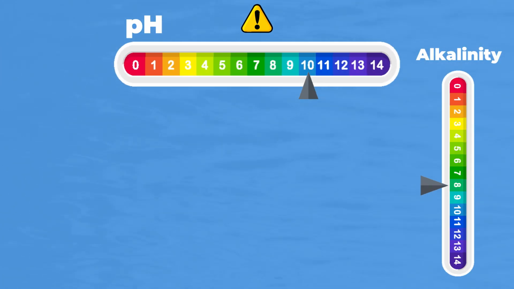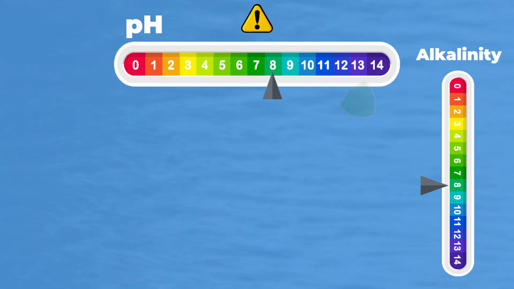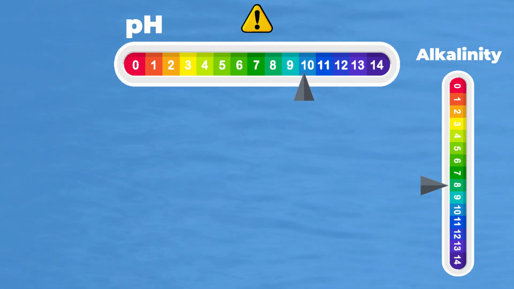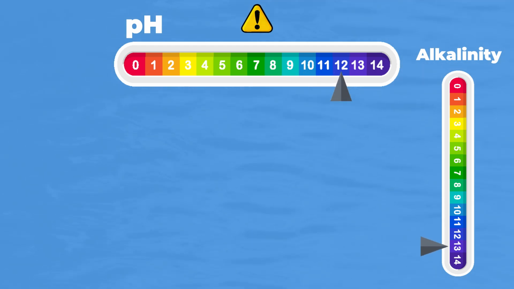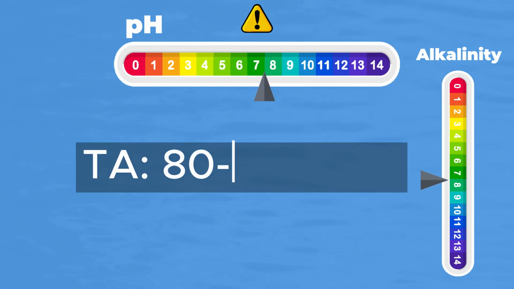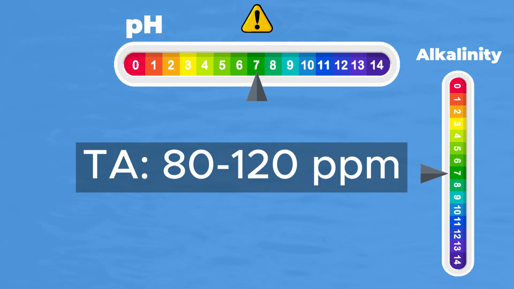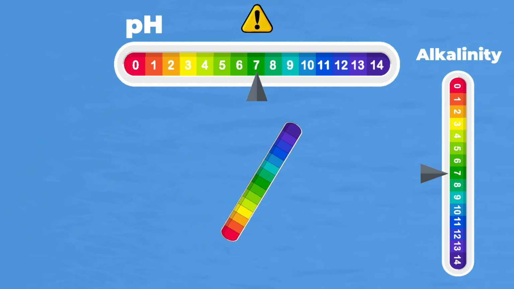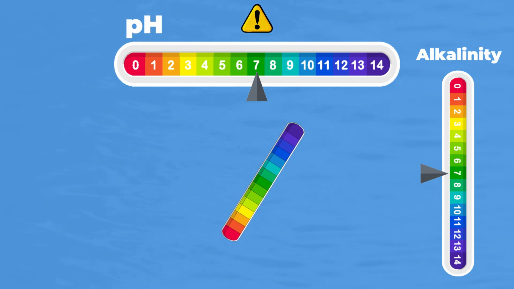Note: alkalinity and pH levels go hand in hand. Alkalinity acts as a buffer, helping to stabilize pH levels. When you adjust the pH levels, alkalinity also changes. This is why maintaining a balanced total alkalinity, TA, between 80 to 120 ppm, parts per million, is crucial for preventing wild fluctuations in pH. Always test and adjust the total alkalinity levels when adjusting the pH.